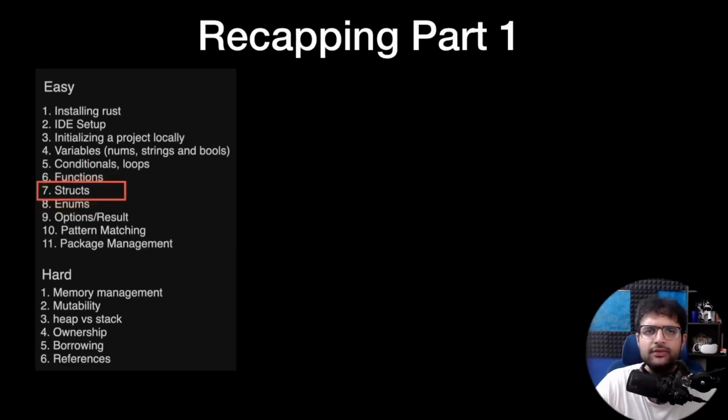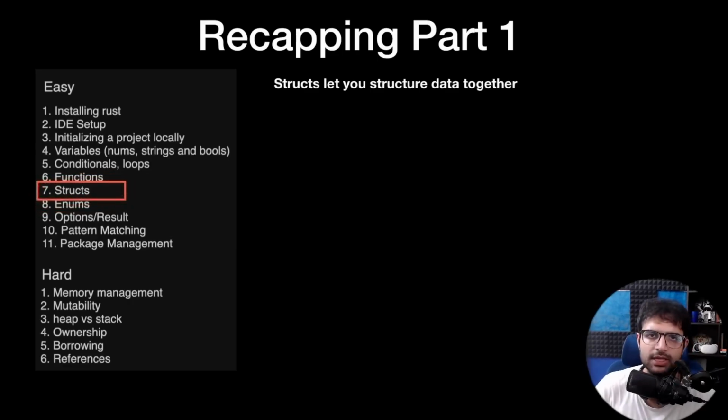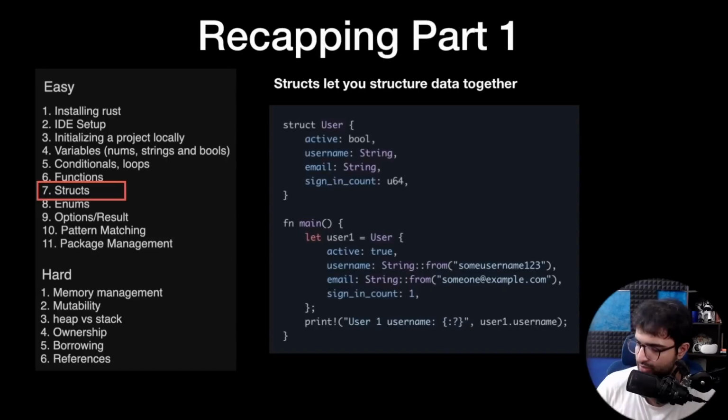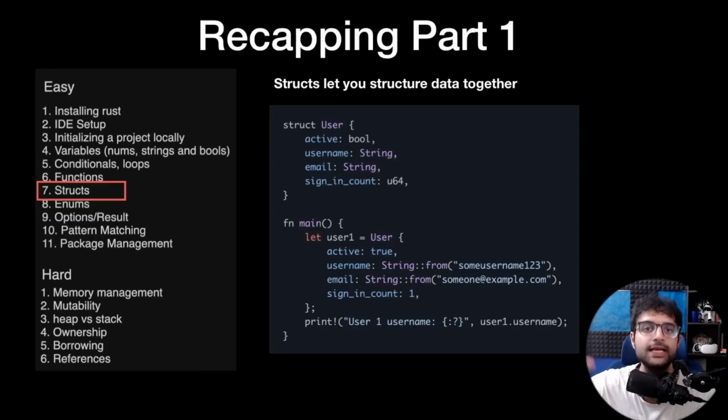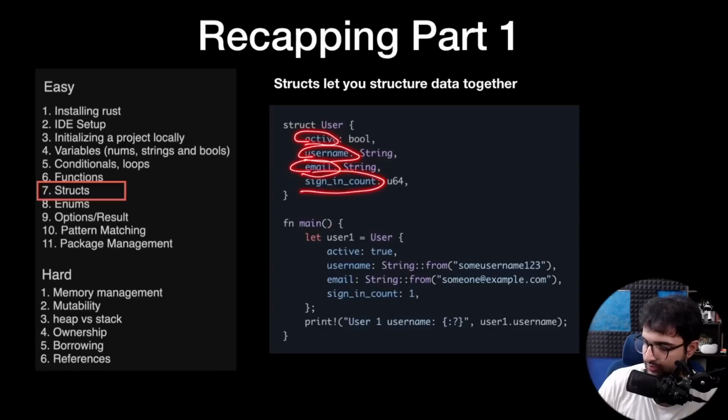Structs in Rust are actually very similar to structs in C++. They let you structure data together. Basically, if you have a use case like this, where you have a user who can be active on your website or not, based on, let's say, whether they've verified their email or not, and they have a username, they have an email, they have the total number of times they've signed into the platform, then it's a good idea for you to structure all four of these into a single object rather than having four different variables: user1_active, user1_username, user1_email, user1_sign_in_count.